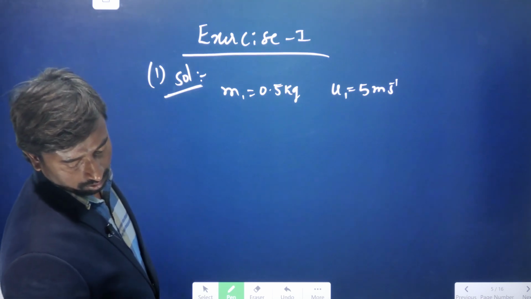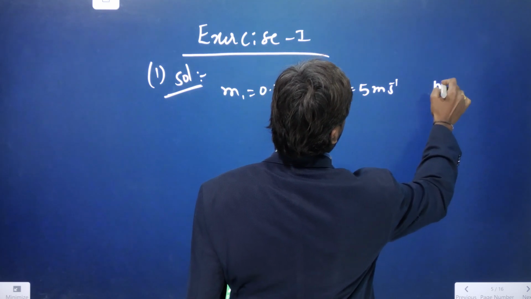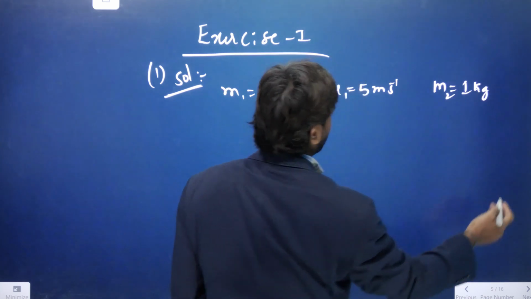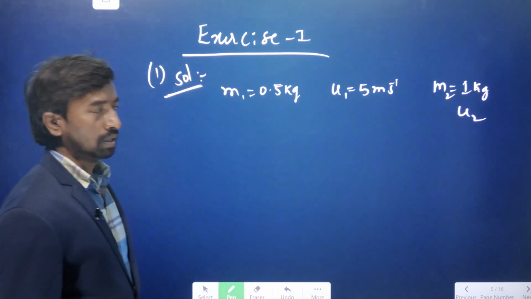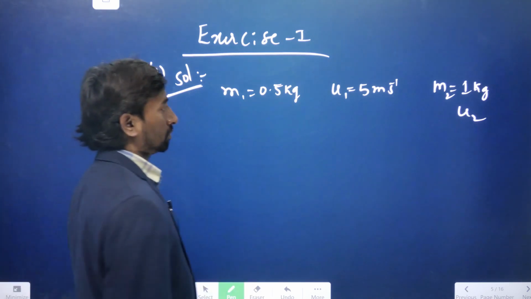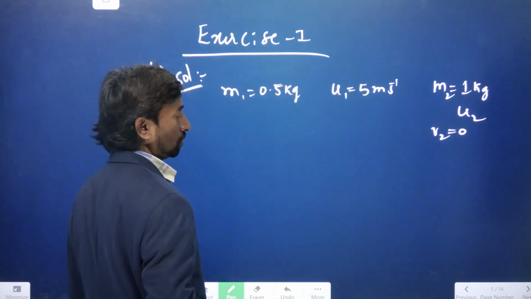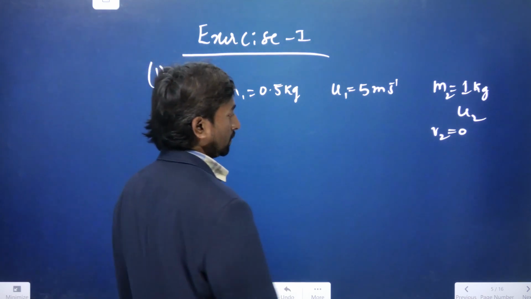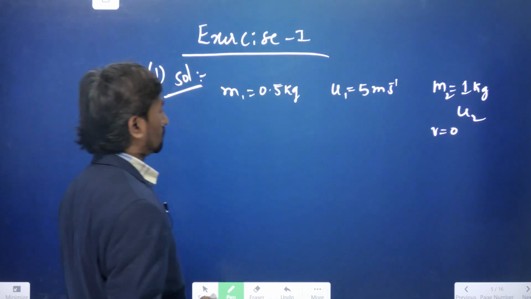and collides with another ball of mass 1 kg, so m2 is equal to 1 kg, and it has a velocity u2, suppose it is moving with velocity u2. After the collision they will stick together and come to rest, meaning the final velocity v is equal to 0.